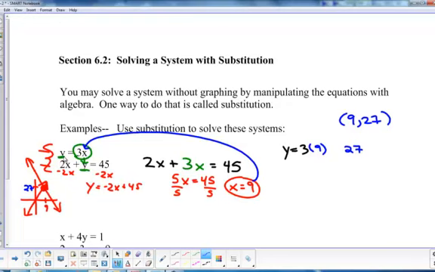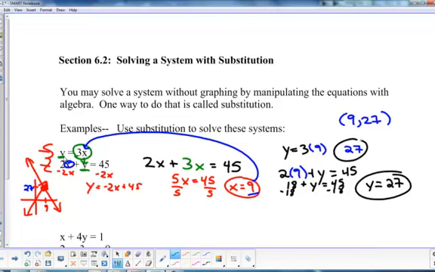Now if we plug it into the other one also, just to be sure we're right, 2 times, and then I'm putting 9 in for x, plus y equals 45. So I have 18 plus y equaling 45. So if you subtract 18, that would be 27. So that's fabulous. We have the same answer, and we're going to move on.